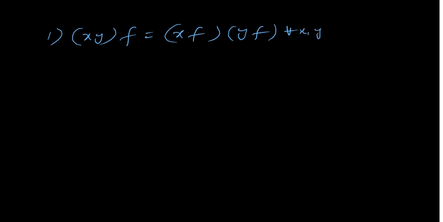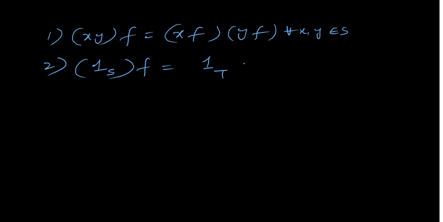So S and T are monoids. Okay, so we have two properties. The first property is (xy)f = (xf)(yf) for all x, y belonging to S. The second property is that the image of the identity of S under f is equal to the identity of T. So these are two properties.